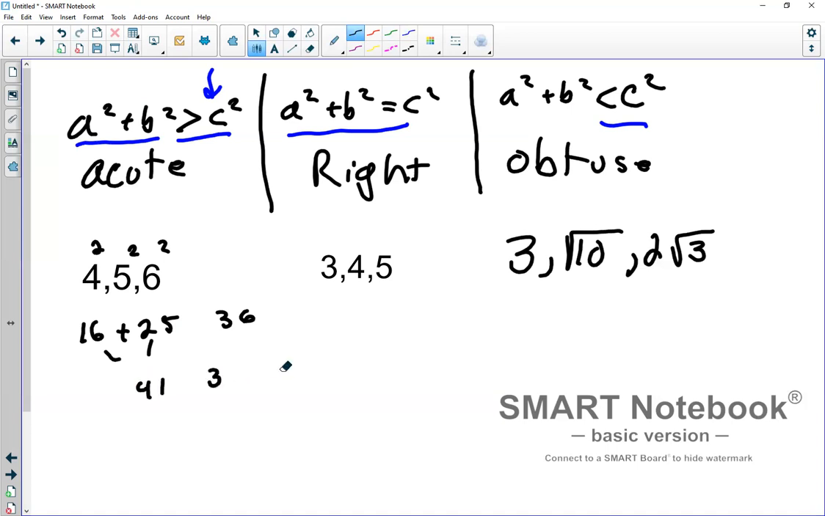And here's 36. Now we look at this. Which one's bigger, 41 or 36? It should be obvious it's 41. Because a squared plus b squared was the bigger one, this would be an acute triangle.